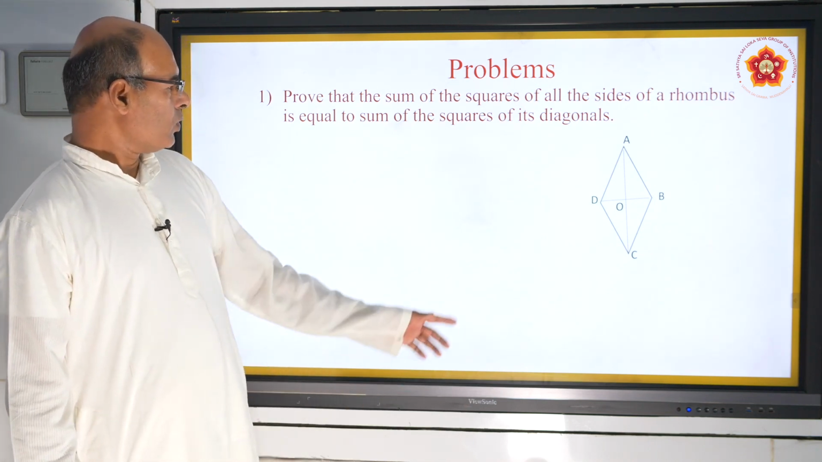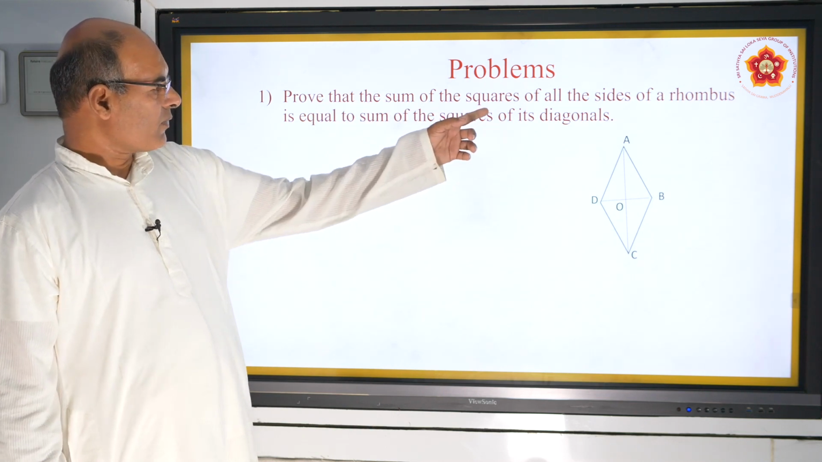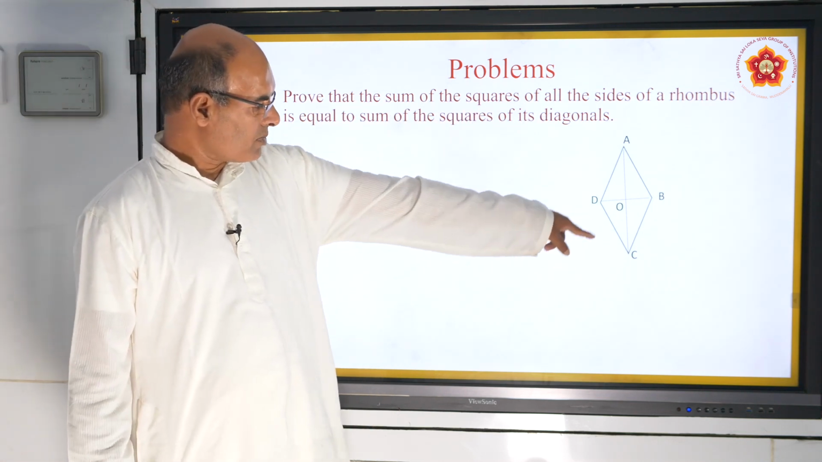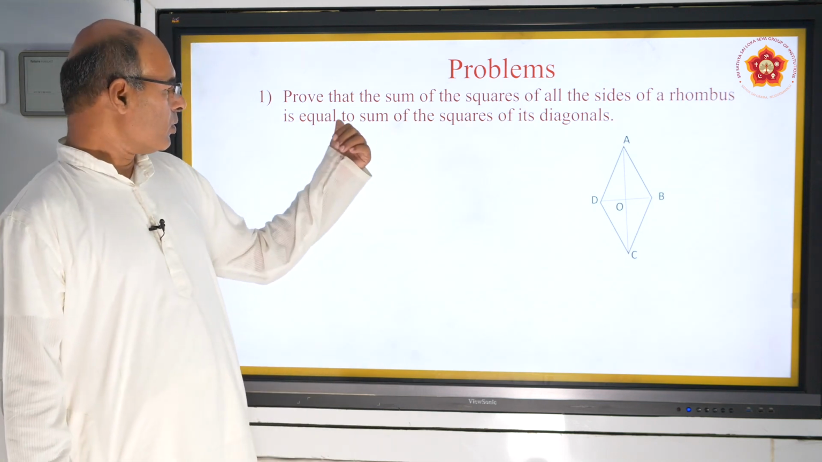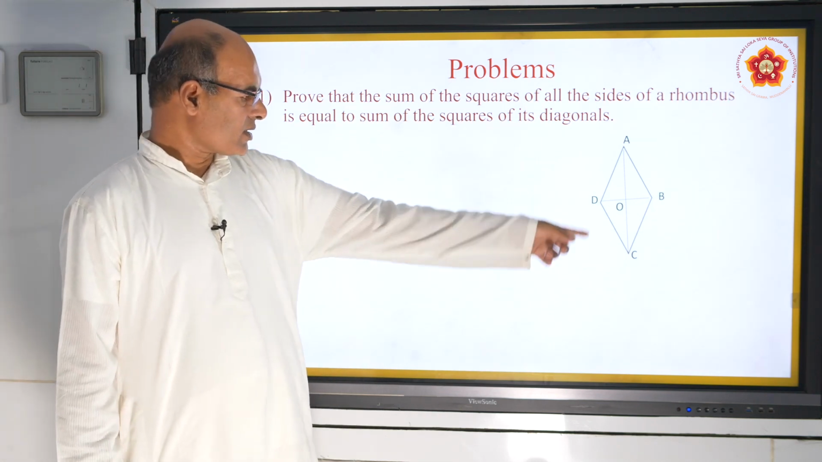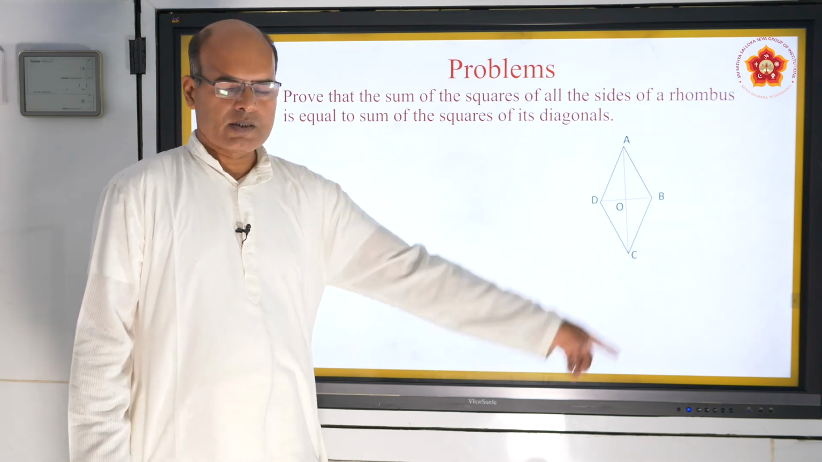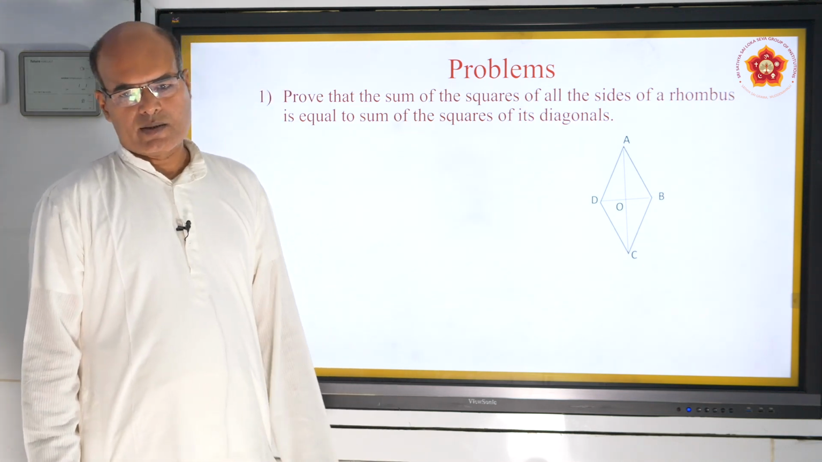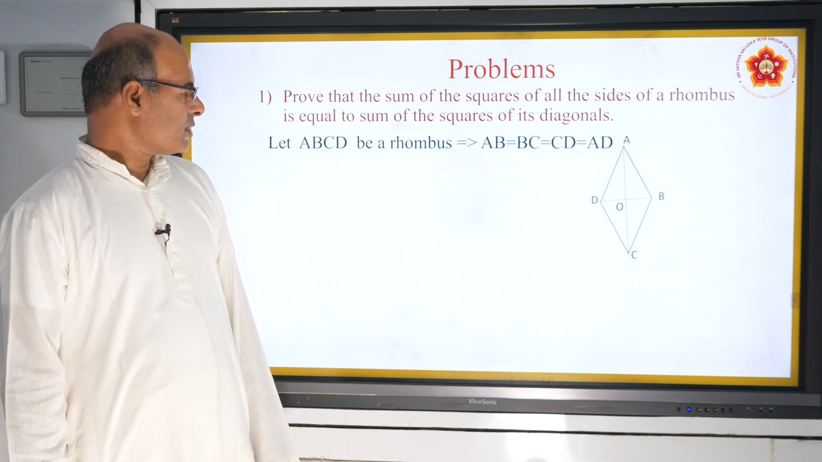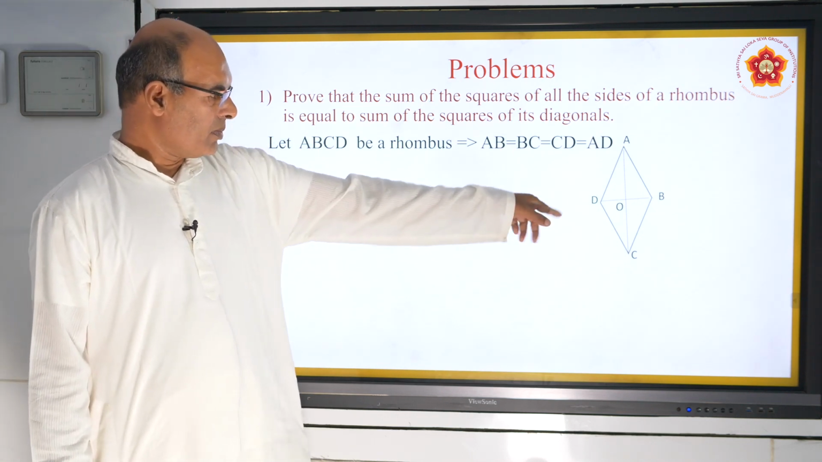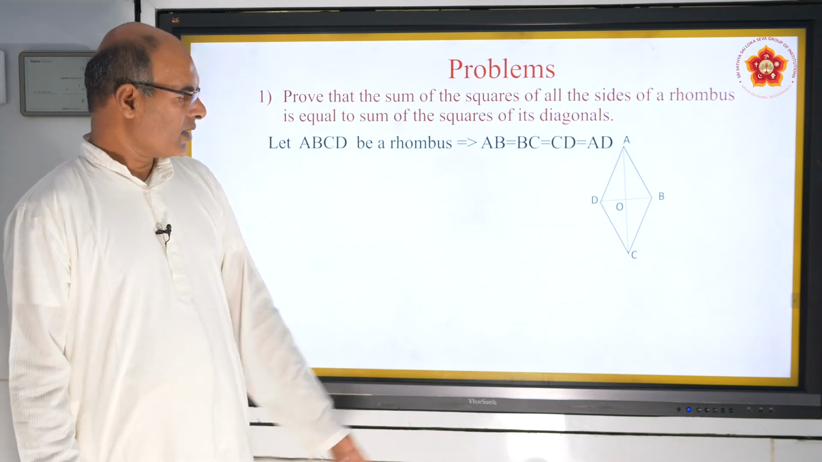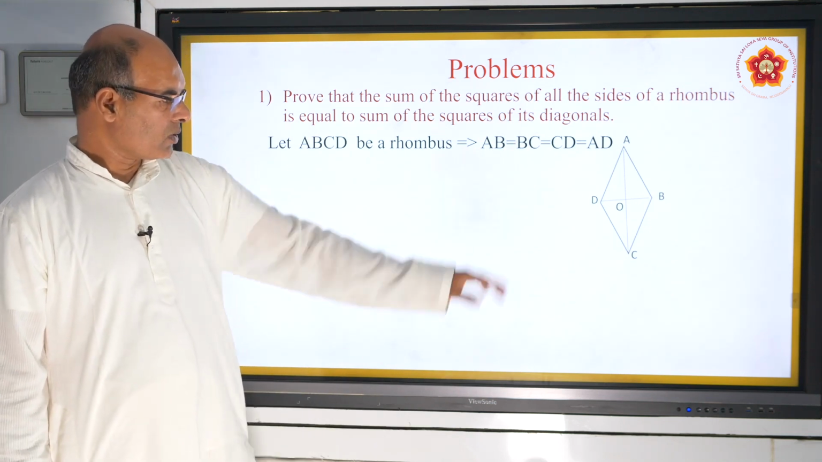So what do we have to prove? The sum of the squares of all the sides, that is AB square plus BC square plus DC square plus AD square, is equal to the sum of the squares of its diagonals, AC square plus BD square. For that, assume that ABCD is a rhombus in which AB is equal to BC is equal to DC is equal to AD.